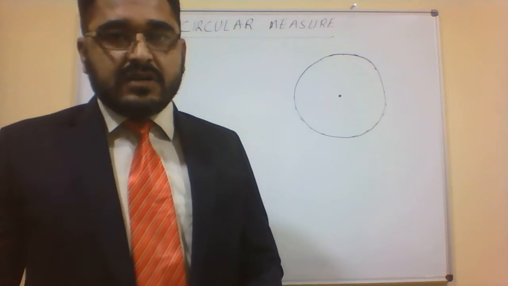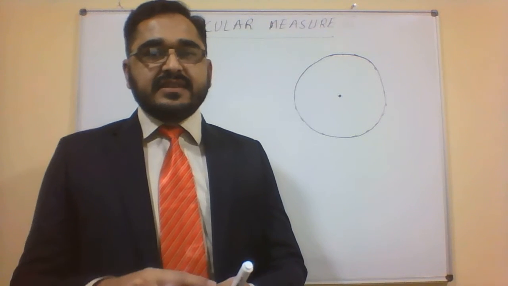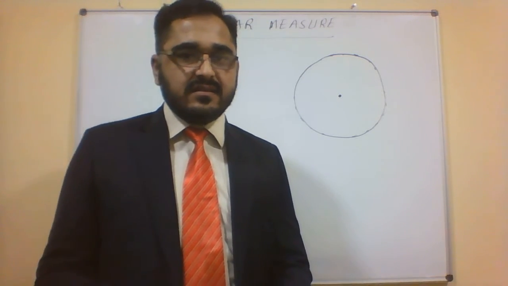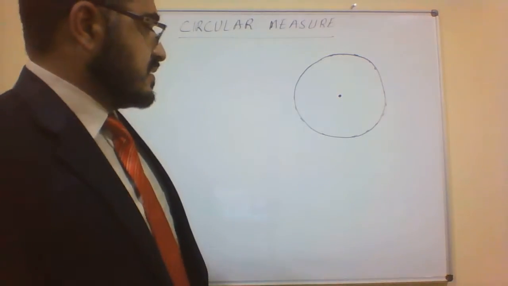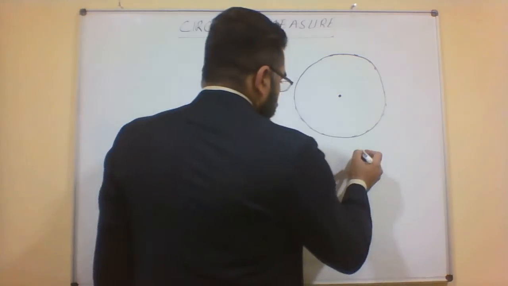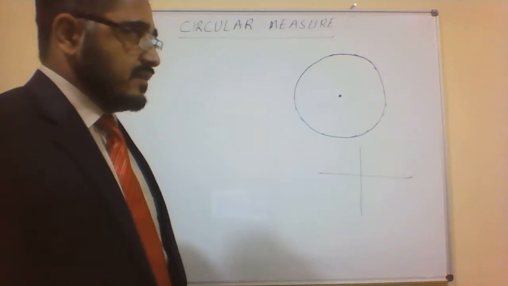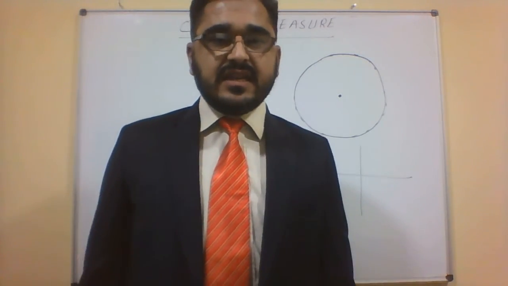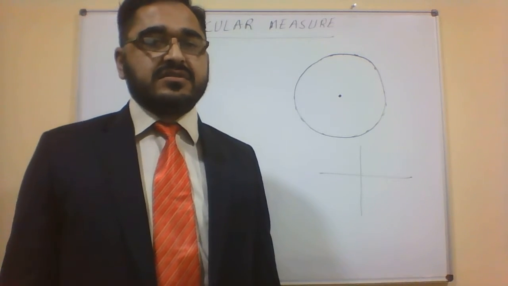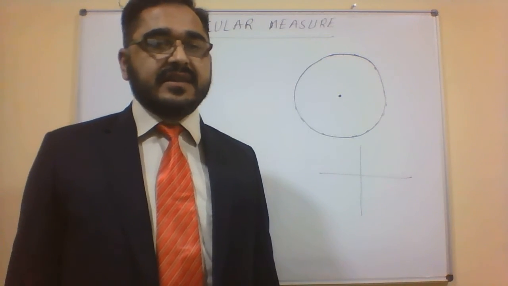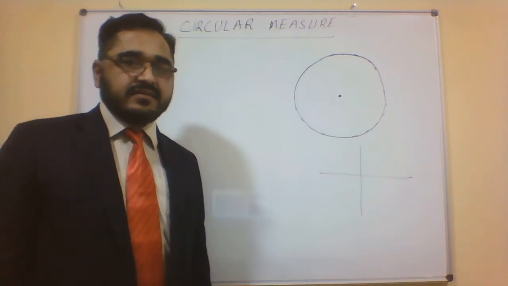Have you ever thought about this, that one complete revolution makes a 360-degree angle? In this section, to measure any angle, we will not use degree, we will use radian measure. Both are units to measure the angle. Degree, radian, some other units are there, but here we will use only the radian.